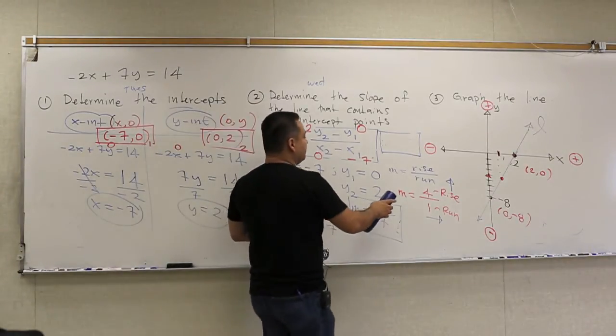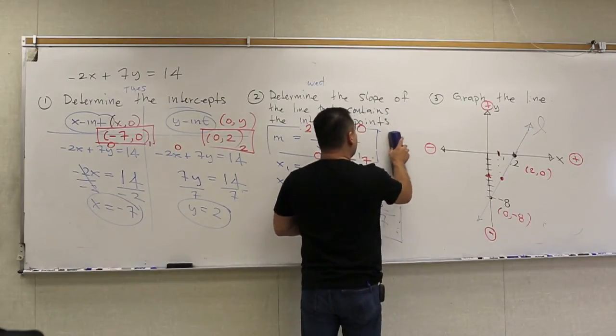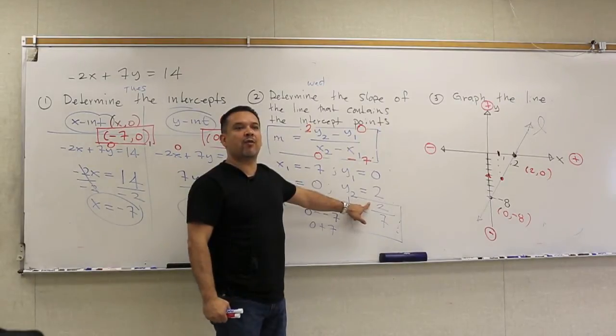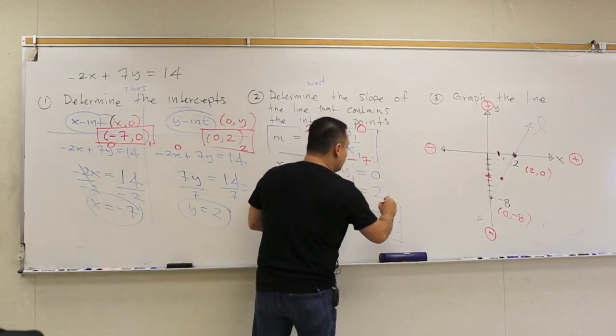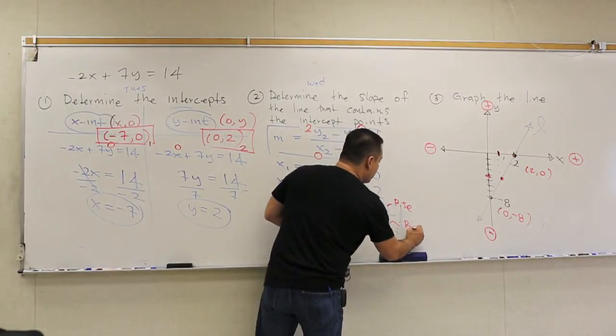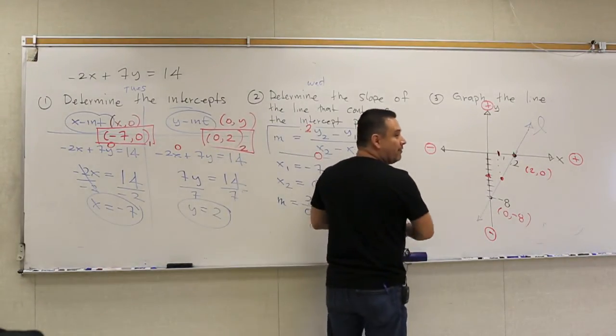Notice something interesting here. Isn't that 2 a rise value? Isn't this 7 a run value? So this 2 is going to be your rise, and the 7 is going to be your run. All right, you okay with that?